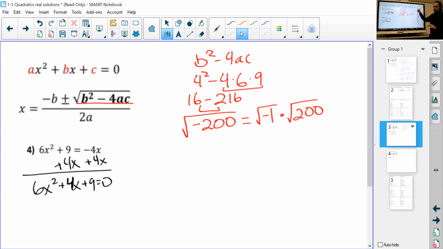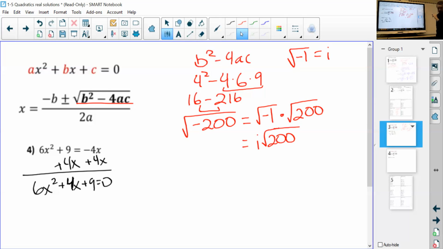The square root of 200 we can do, sort of. And then the square root of negative 1 has a special name. So the square root of negative 1 is i. The letter i is always represented this way. Anytime you see the variable i in math, you say, okay, that's the square root of negative 1. i for imaginary. Okay? So we can say that the square root of negative 200 is equal to i times the square root of 200.